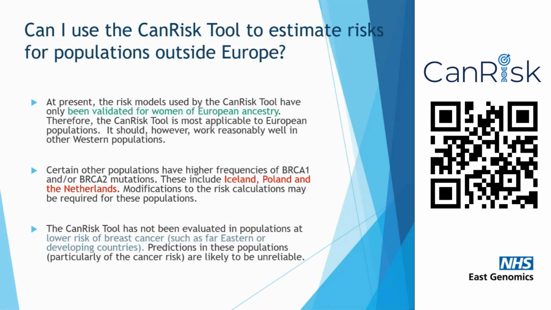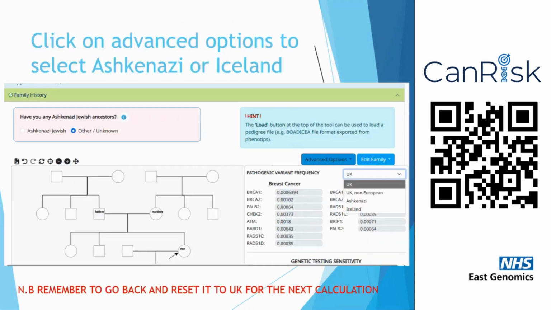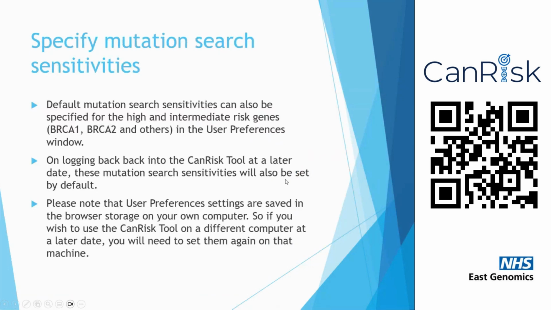It's not been validated in Eastern populations or developing countries. So if you've got somebody of that ethnic background, it is worth saying that this tool hasn't been validated for their particular population, and therefore the information that it provides isn't going to be as accurate. This is just an example of where you can select the Ashkenazi Jewish, Icelandic, or non-European section.